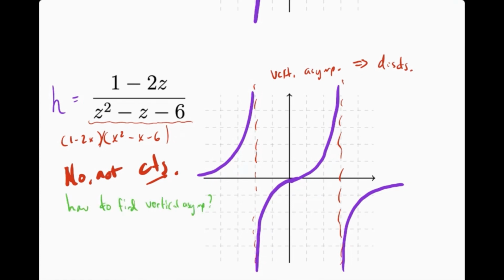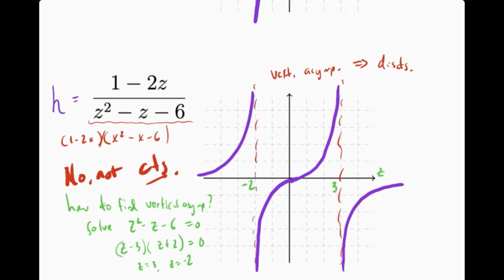How do we know the locations of those vertical asymptotes? How do we find the locations of vertical asymptotes? Yep, we're going to take that denominator and we're going to set that equal to 0. So I'm going to solve z squared minus z minus 6 equals 0. I'm going to factor that and I'm going to get z minus 3 times z plus 2 equals 0, which means that z equals 3 or z equals minus 2.